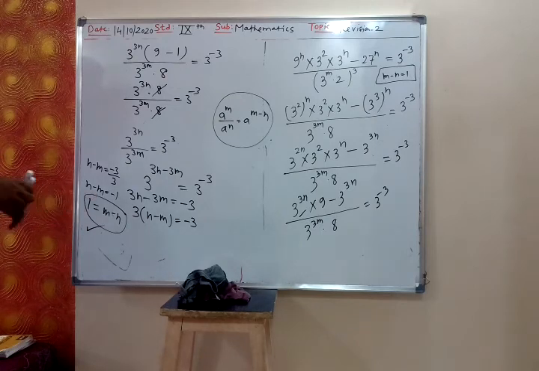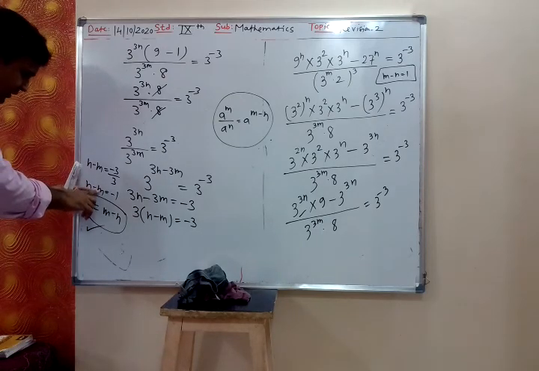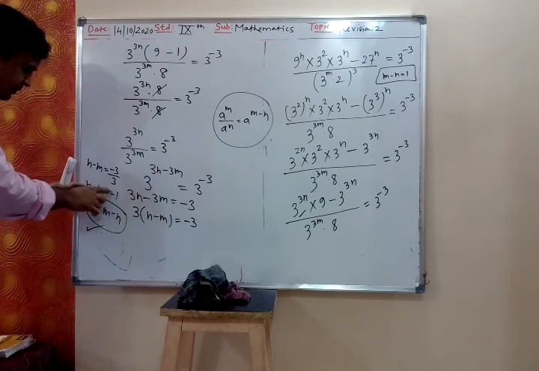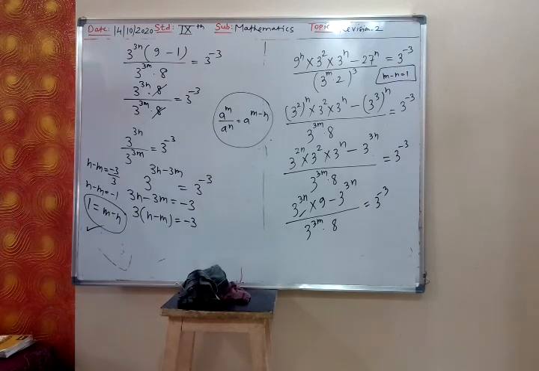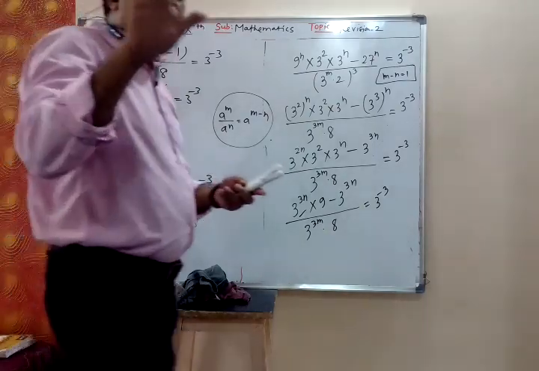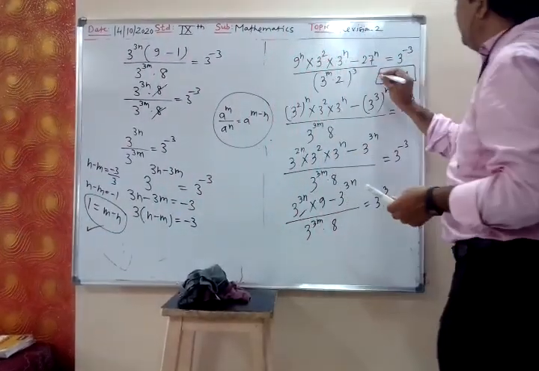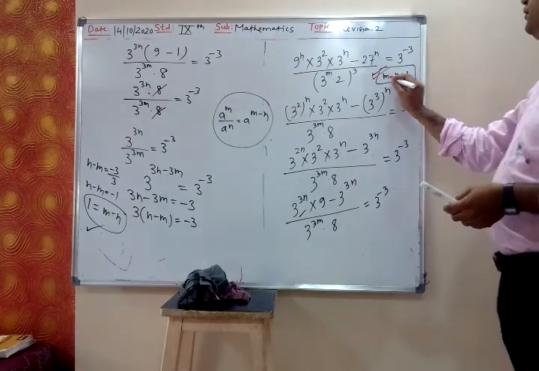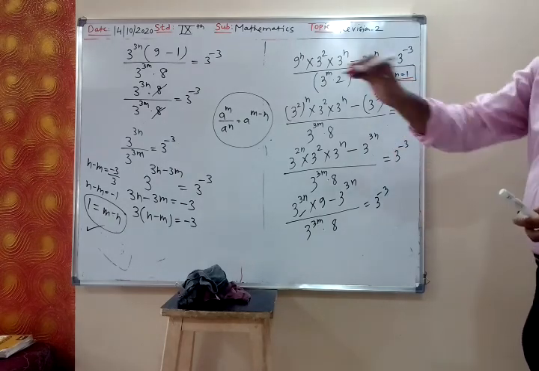You take m on the other side, plus m, minus n, and 1. So m minus n is equal to 1. Clear? It is asked to prove this way, so we have to convert it into that form.